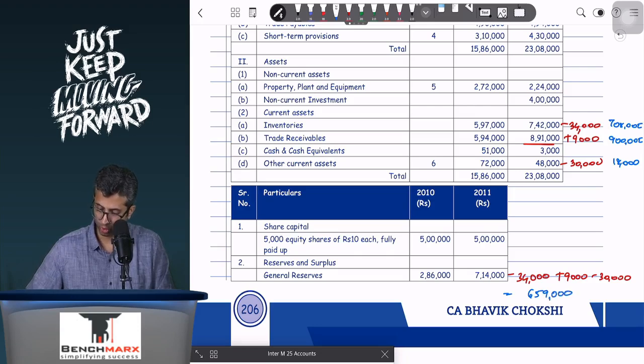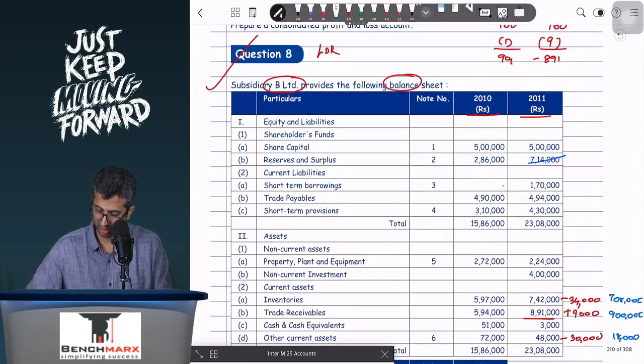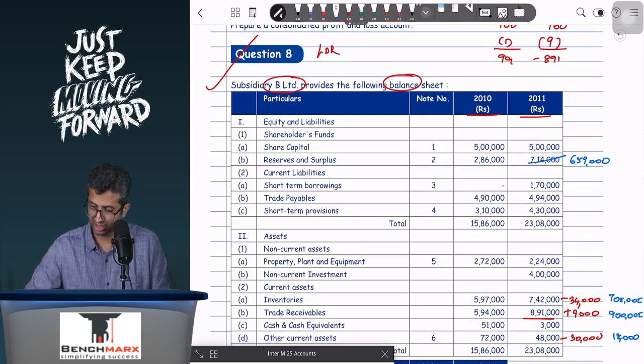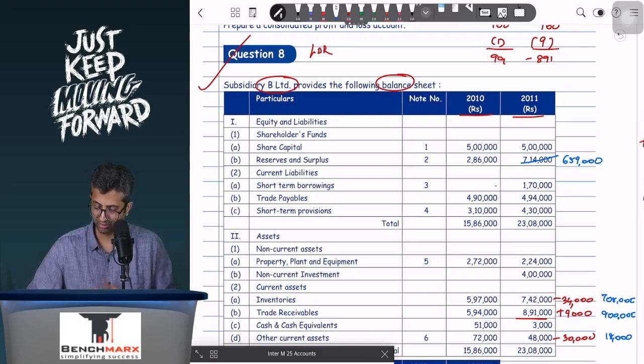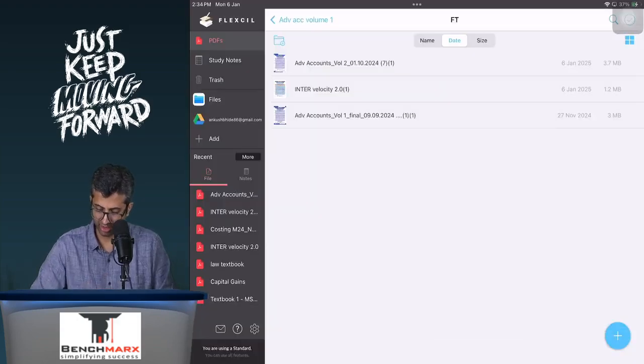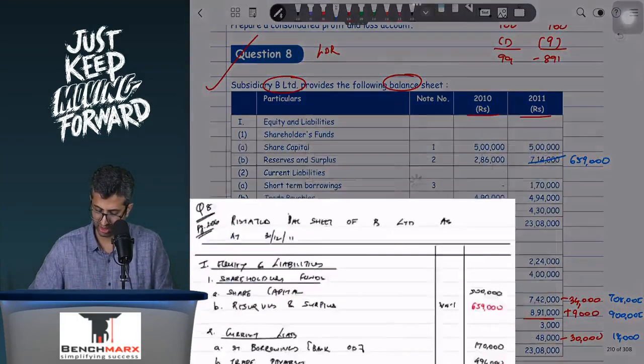So if I go to see, this is 6,59,000. These are the only things. If I take this, everything else remains the same. There's no other change. So that will give you the restated balance sheet. This is 5 lakhs plus 659 plus 170 plus 494 plus 430 comes to 22,53,000. If you just verify this, 22,53,000, let us just verify this.